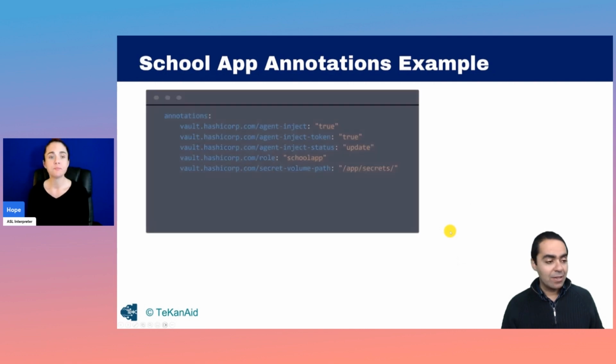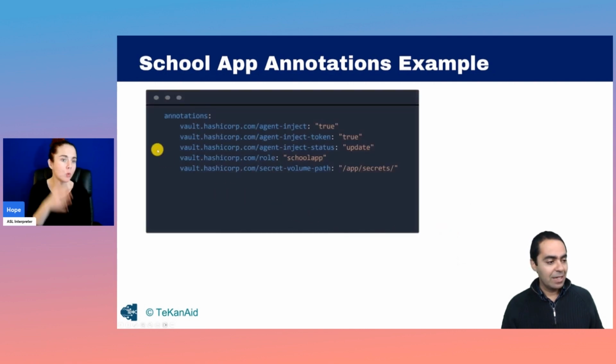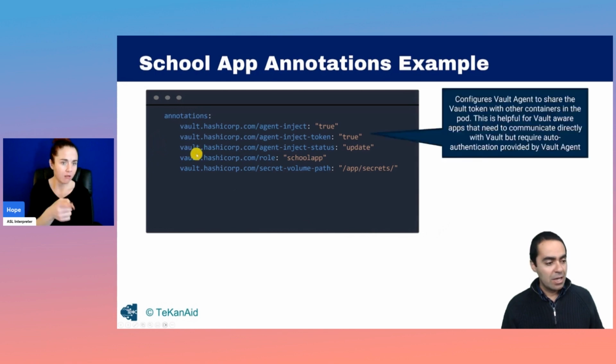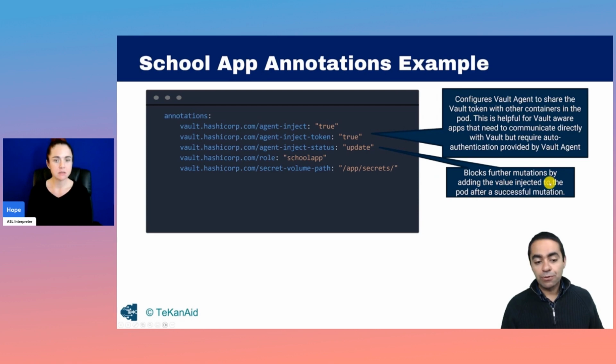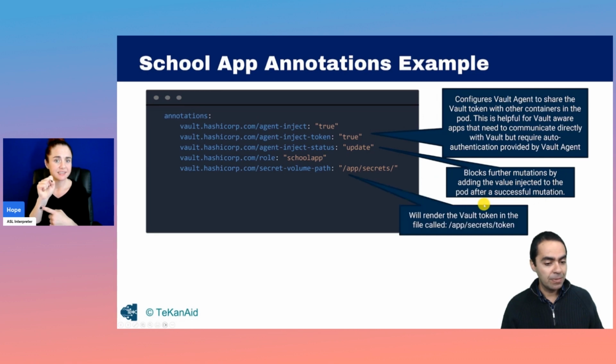So what does an example look like? This is what we're going to do in our demo. Here are our annotations, and you can see here that agent inject is true, and agent inject token is true, which configures Vault Agent to share the Vault token with other containers in the pod. This is helpful for Vault aware apps that need to communicate directly with Vault but require the auto authentication provided by Vault Agent. So if you're just going to use the token for a Vault aware app, you need to have this. The update blocks further mutations by adding the value injected to the pod after successful mutation.